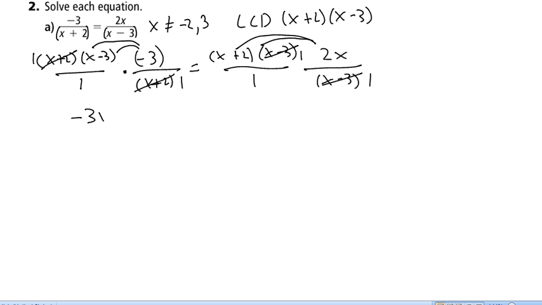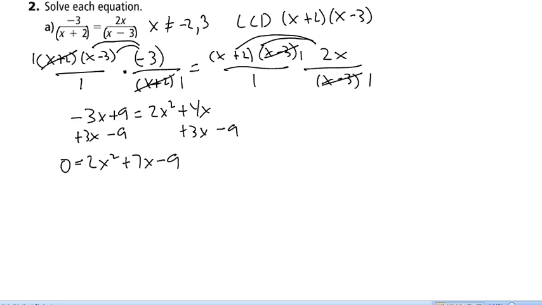So we get negative 3x plus 9 equals 2x squared plus 4x. And again, let's get everything on the same side as the x squared. So plus 3x, minus 9, minus 9. So we get 0 equals 2x squared plus 7x minus 9.